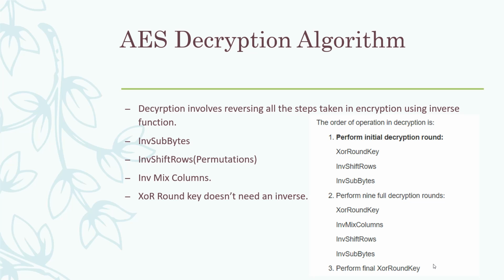First, the initial decryption round: XOR with the round key, inverse shift rows, inverse sub bytes. Next, perform 9 full decryption rounds: XOR with the round key, inverse mixed columns, inverse shift rows, inverse sub bytes. You can see here the inverse mixed columns is missing in the initial round, because as you remember, in the AES encryption algorithm the last round does not have the mixed column. Now the whole process is inverted, so we start from the last round with the inverse operation, and you will not have the inverse mixed columns. For the other steps you have round key, inverse mixed columns, shift rows and sub bytes.